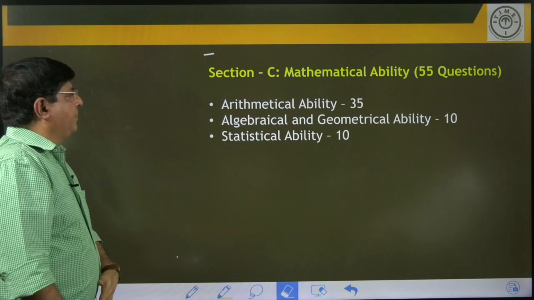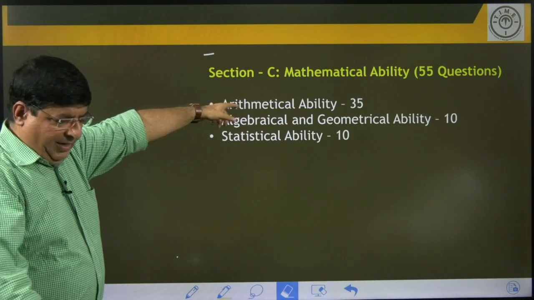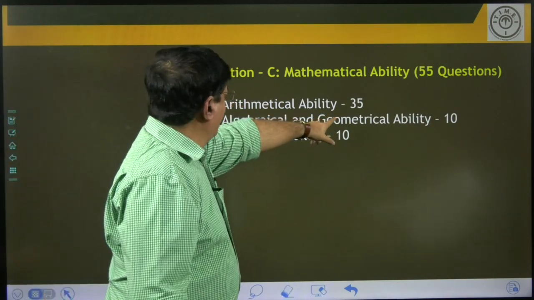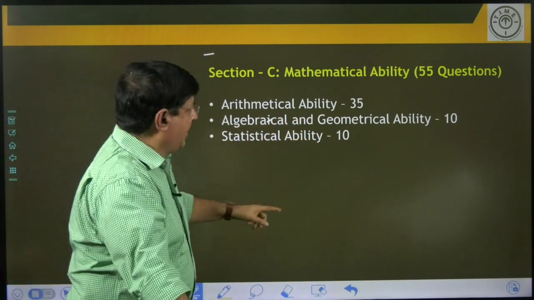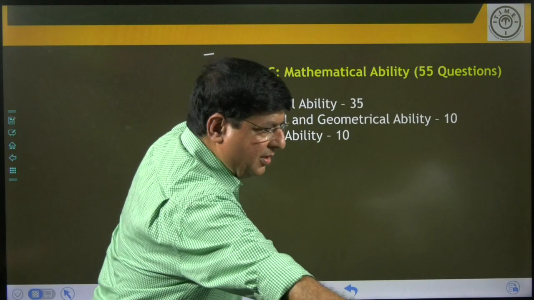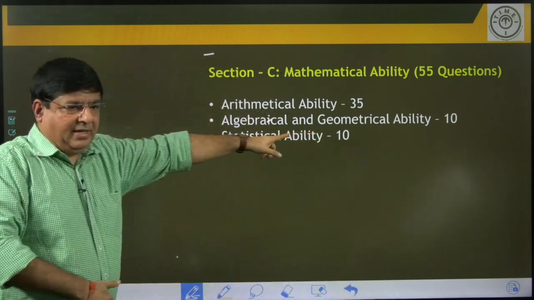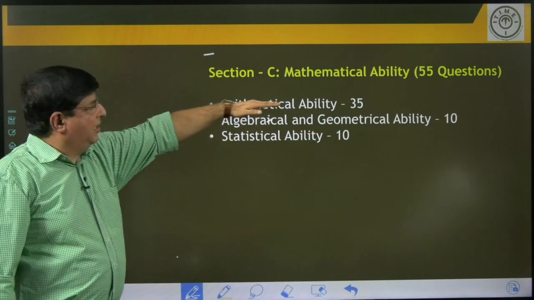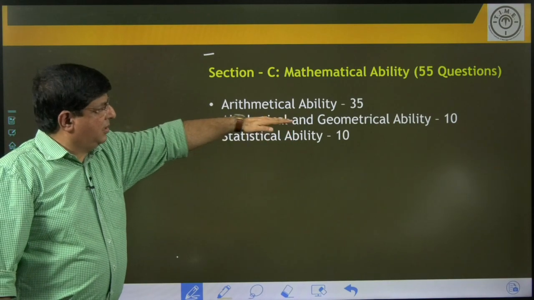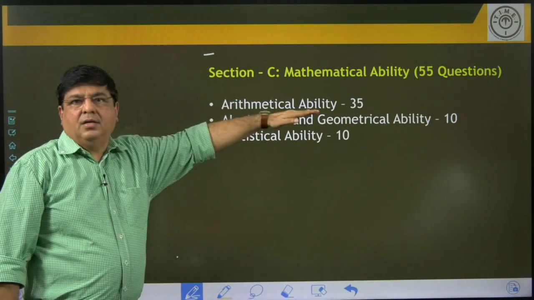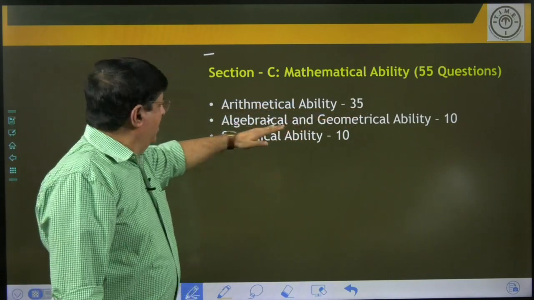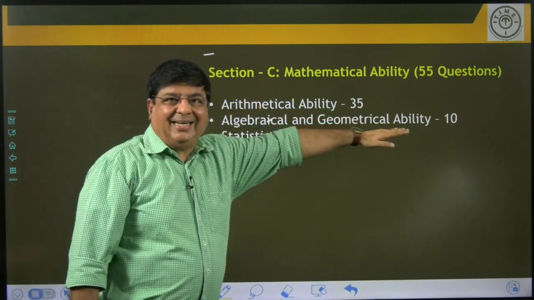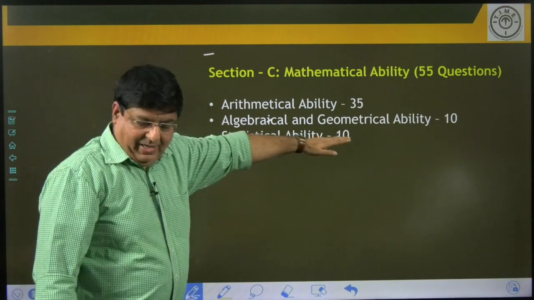Math section, mathematical ability: arithmetical ability 35 questions, algebraical and geometrical ability 10 questions, statistical ability 10 questions. This is the pattern of the paper, the pattern given in the notification. Arithmetical ability 35, algebraic and geometrical ability 10 and statistical ability 10.